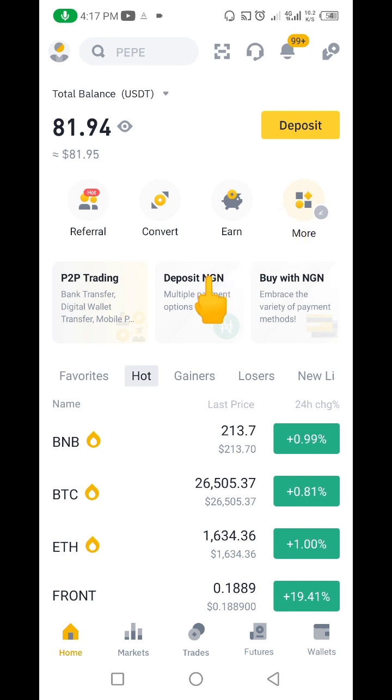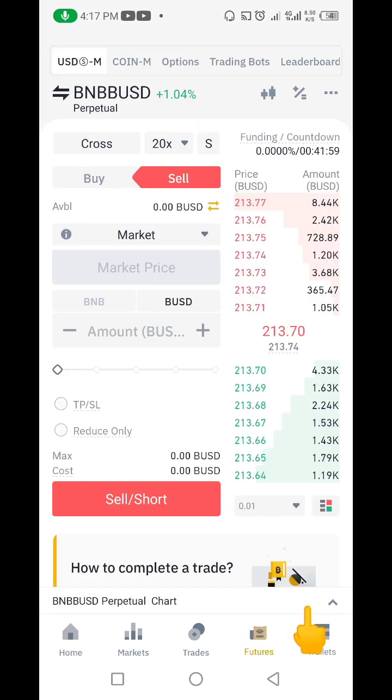If you have your Binance app already, what you're going to do is come down here where it says Futures. You can see Home, Market, Trade, Futures, and Wallet down here. What we're going to be doing is choosing this particular one that says Futures. We're going to click on Futures.